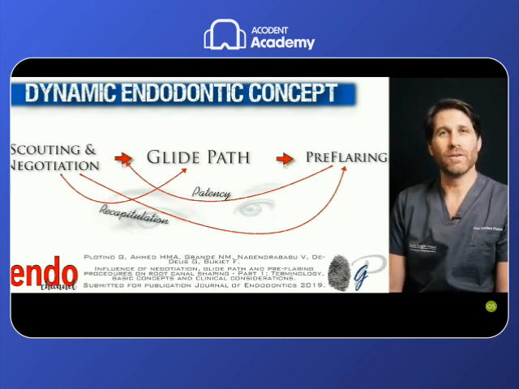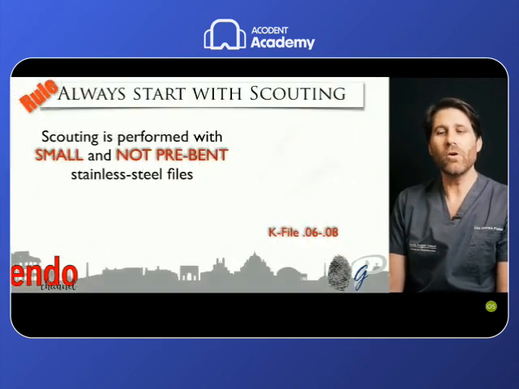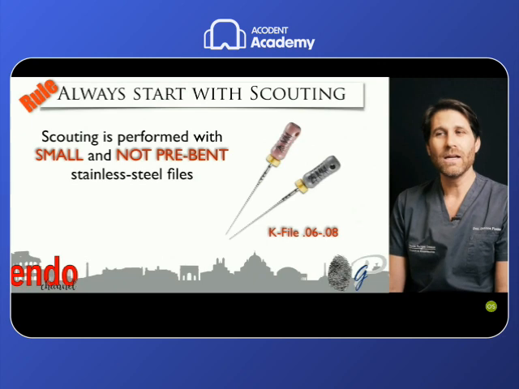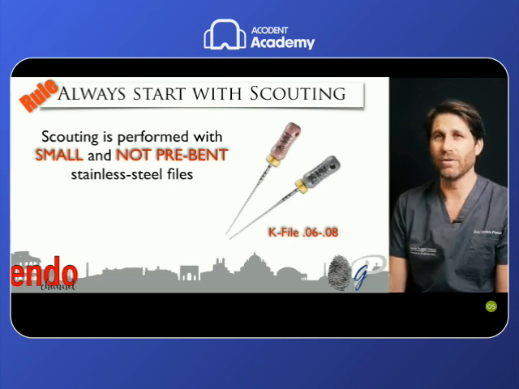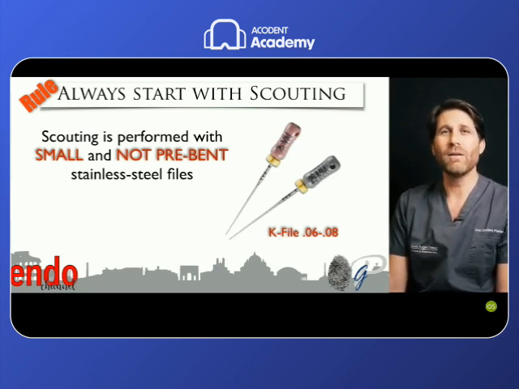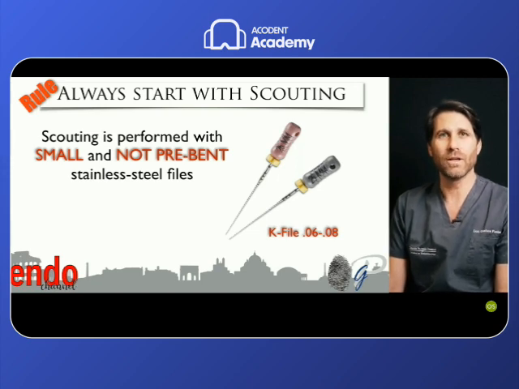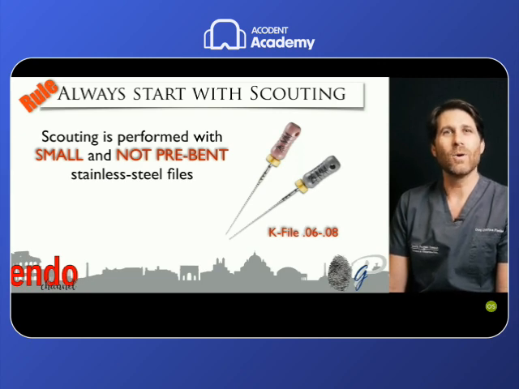When we speak about scouting and glide path, my rule is always to start with a manual scouting that can be performed with small and not precurved stainless steel files. Usually I start using the size 8K file, or the size 6K file in most difficult and strict root canals, to study the root canal anatomy using the scouting. As we have defined, this phase aims to enter inside the root canal without working in the root canal, just to explore the anatomy, to understand the orientation of the canal, to understand if the canal is penetrable up to the apical foramen. This is the scouting or negotiation phase.